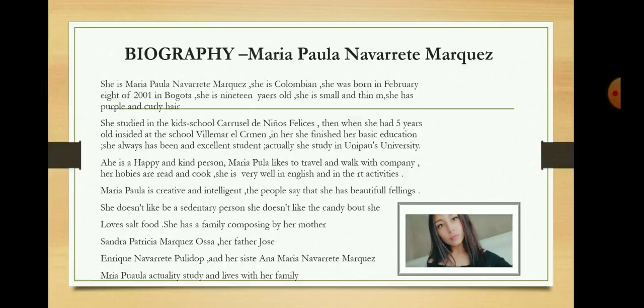Now the biography. I did the biography about my sister, María Paula Navarrete Márquez. She is Colombian. She was born on February 8th of 2001 in Bogota. She is 19 years old. She is small and thin. She has purple and curly hair.